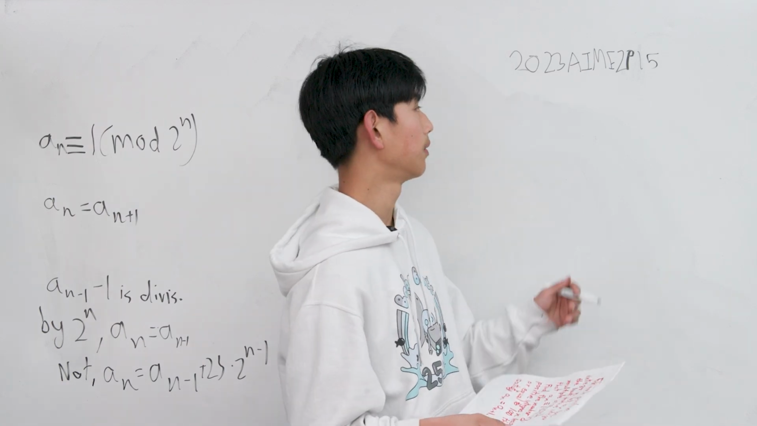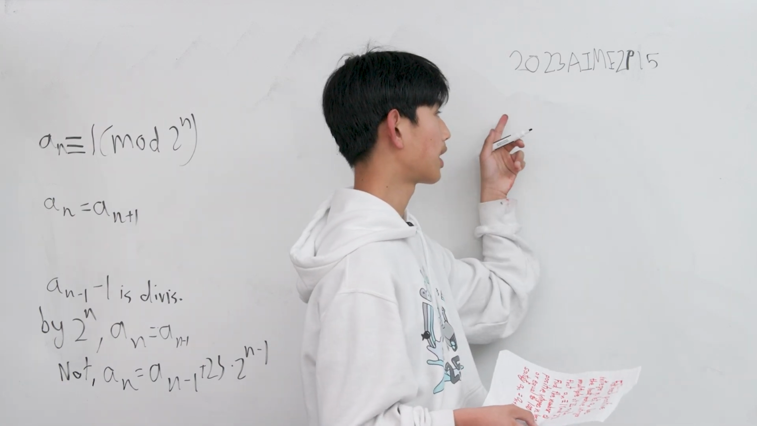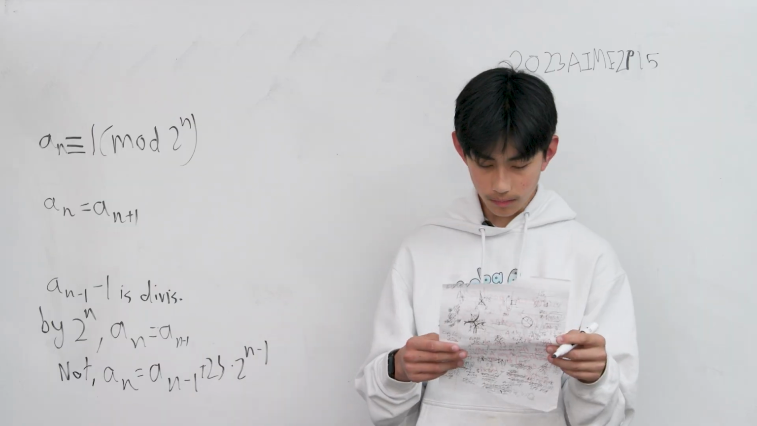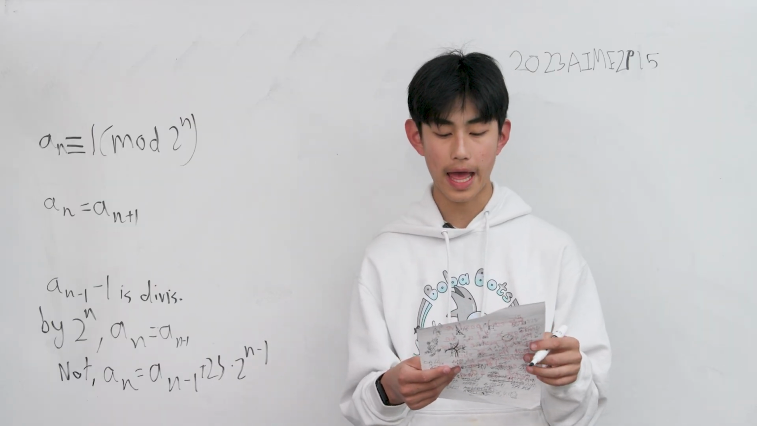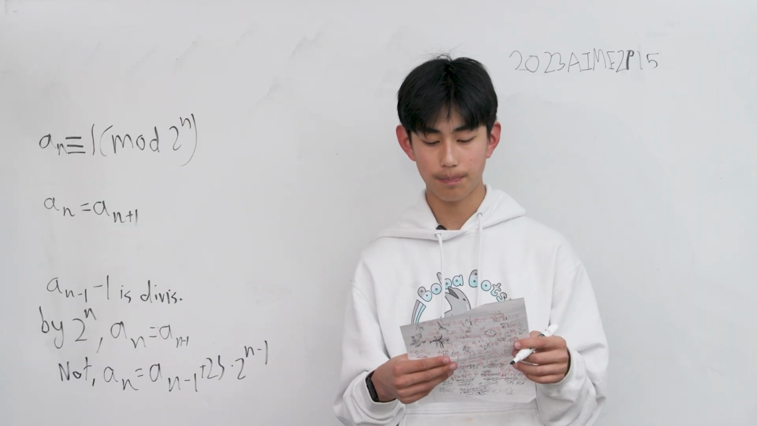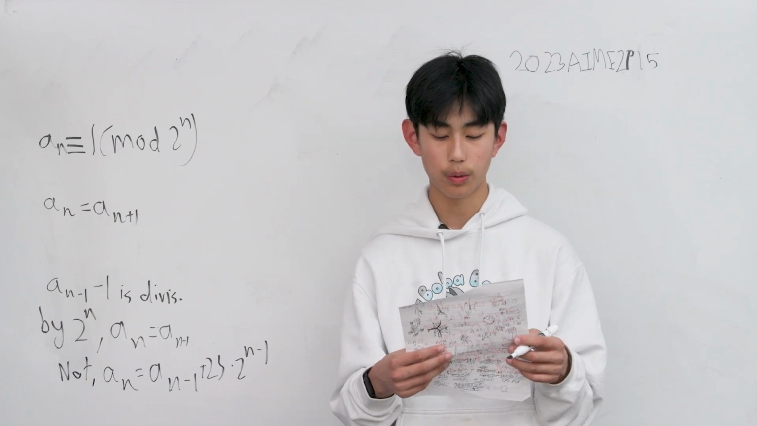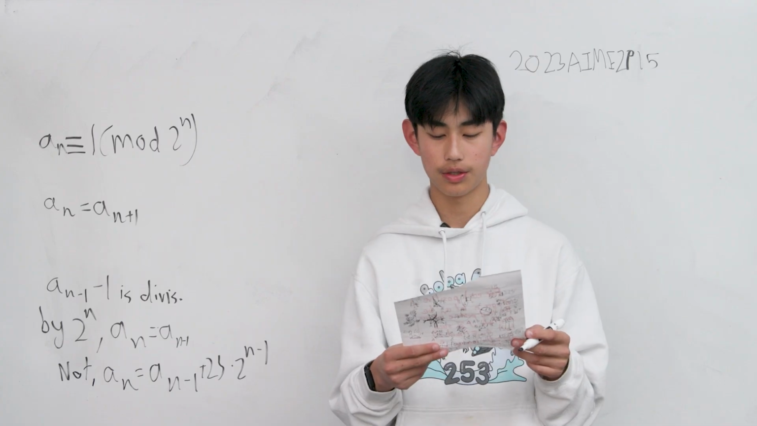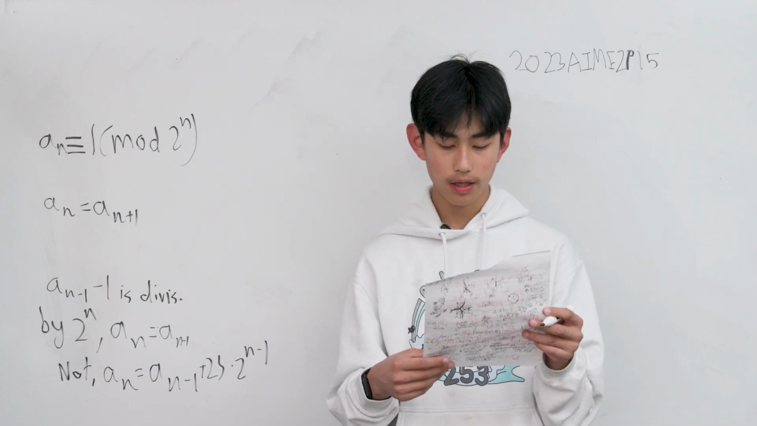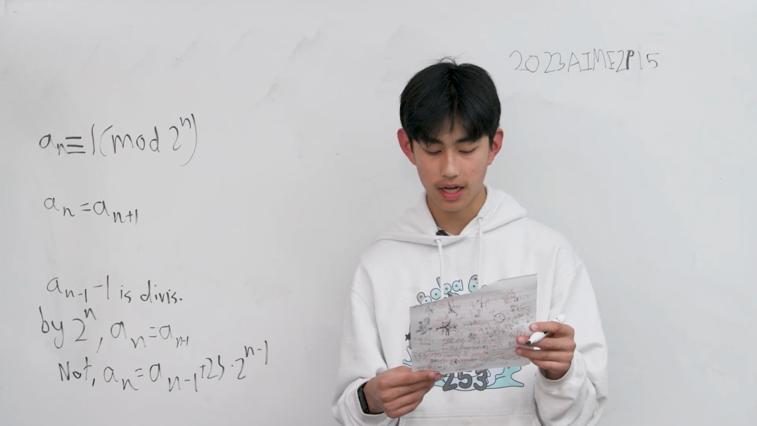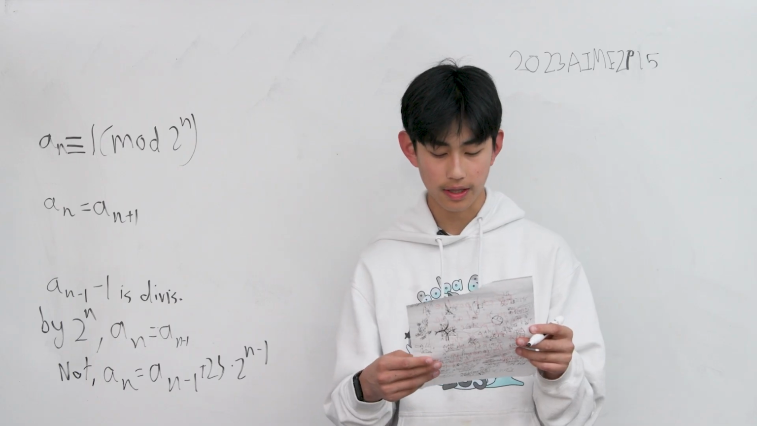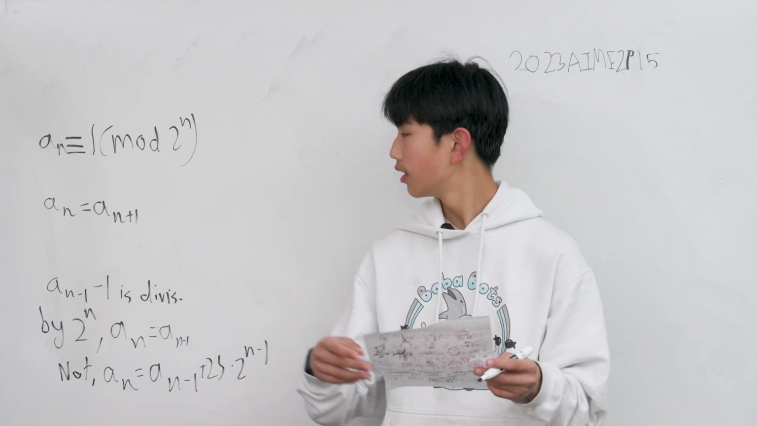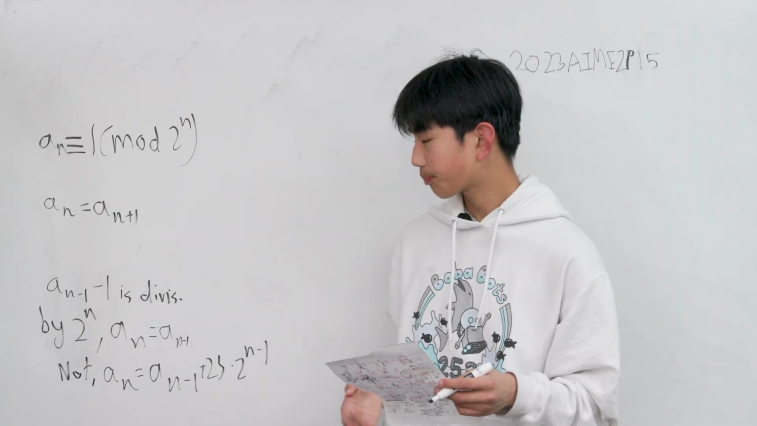We're solving problem 15 from the 2023 AIME 2. For each positive integer n, let a sub n be the least positive integer multiple of 23 such that a sub n is congruent to 1 mod 2 to the power of n. Find the number of positive integers n less than or equal to 1,000 that satisfy this right here.